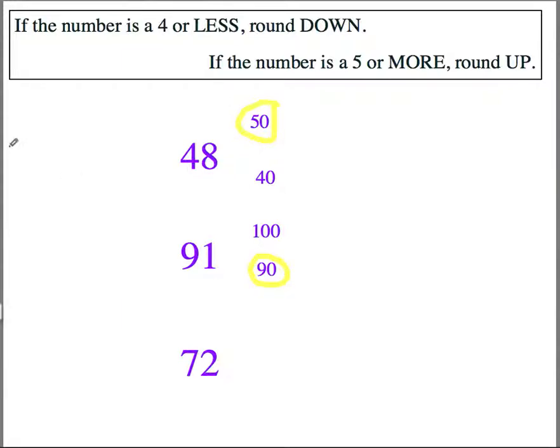This takes practice, and the more you practice it, the easier it gets. Let's take a look at 72. We're going to round it to the nearest 10, just like we have for the rest of these numbers. So 7 is the one that's going to change or stay the same, but the 2 is the one that makes the difference. The 2 is a 4 or less, just like up here, so we round down. So it's going to round down to 70.